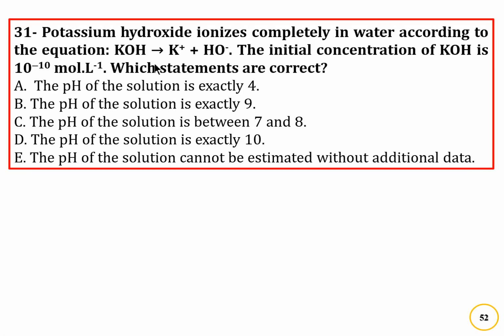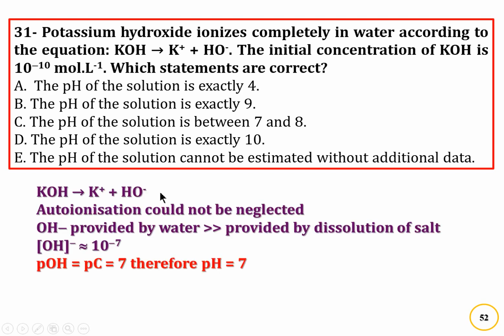Exercise 31. Potassium hydroxide ionized completely in water according to the equation KOH gives K+ and OH-, so KOH is a strong electrolyte. The initial concentration of KOH equal 10^-10 molar, which statements are correct. In this type of exercise, the OH- provided by KOH equal 10^-10, and the OH- provided by the autoionization of water equal 10^-7 molar.